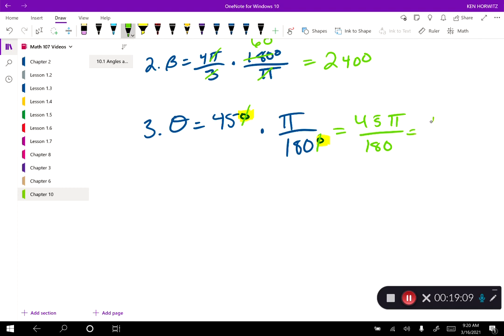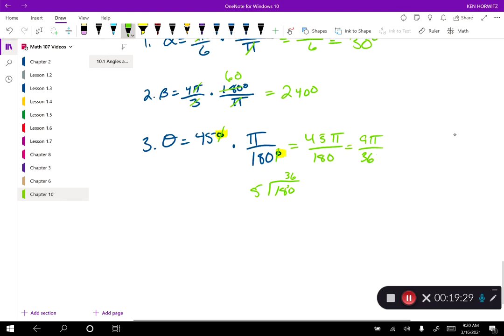So I get 9 pi, because 5 goes into 180 36 times, so 9 pi over 36. And can I cancel that again? I sure can, because 9 goes into 9 and 9 goes into 36, and I'm left with pi over 4. So you see how those units cancel, and we're left with something without units.